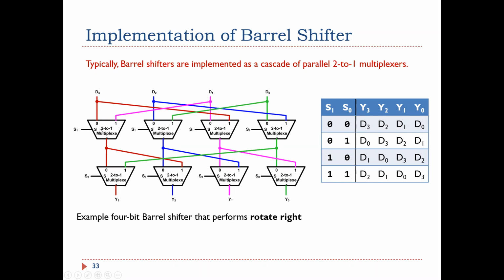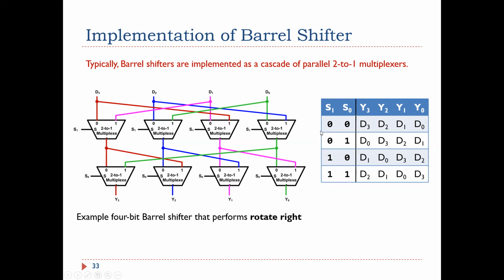So we have cascading multiplexers here, 2 layers of multiplexers, and there are specific connections here. The wiring looks like this, and we are going to see right now whether this wiring is good for a rotate right in 4 bits. Also, you see that the switching input for the bottom layer is S0, and for the upper layer is S1. The outputs are Y0 to Y3.